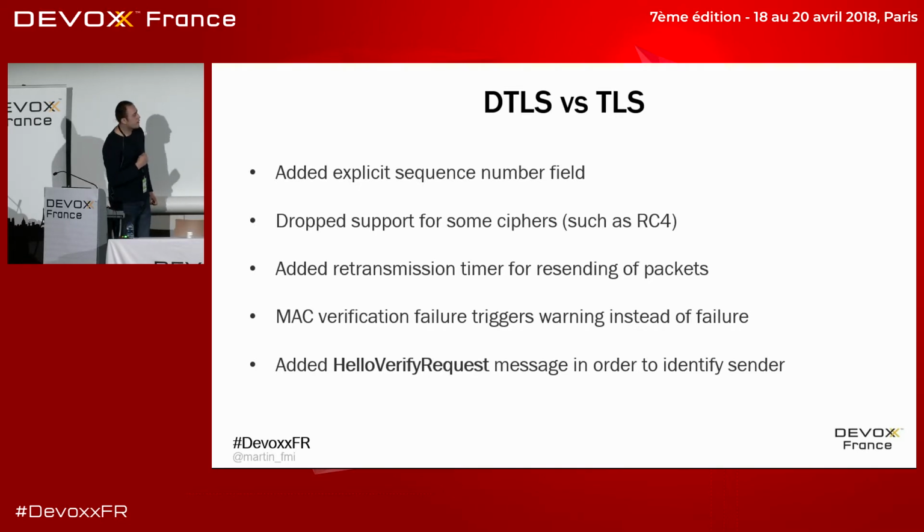And there are two other more minor differences. One is that MAC verification failure triggers a warning instead of a failure in DTLS. And we have a new request message added to the DTLS protocol, which allows you to identify additionally the sender of the message.